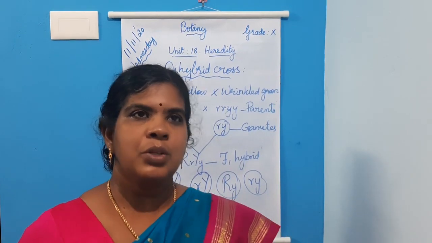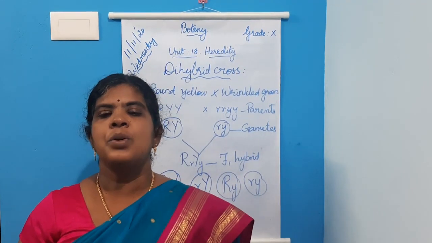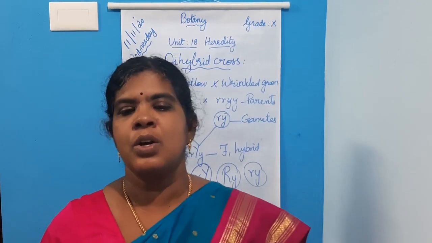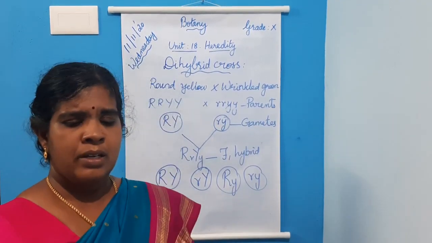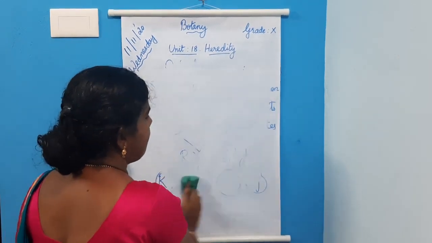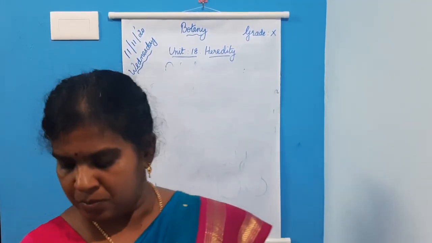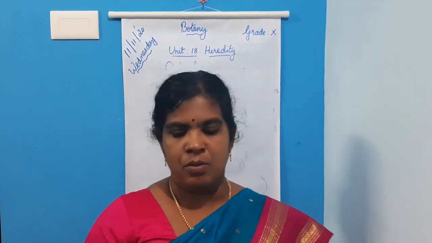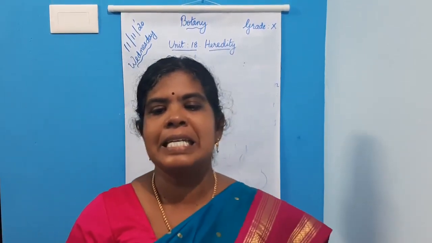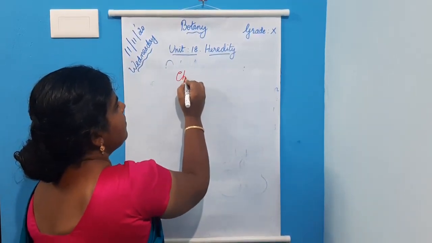Now we are going to learn about chromosomes. You all know that the human body is made up of millions of cells. The nucleus of each cell contains thin thread-like structures called chromosomes. So in the cell, chromosomes. What are chromosomes? The nucleus of each cell contains thin thread-like structures called chromosomes.